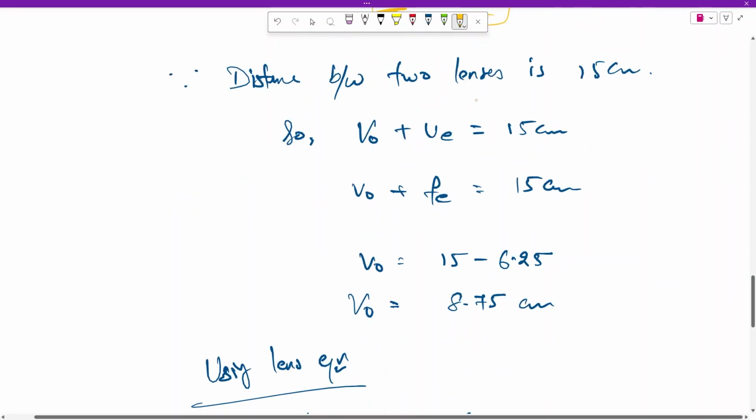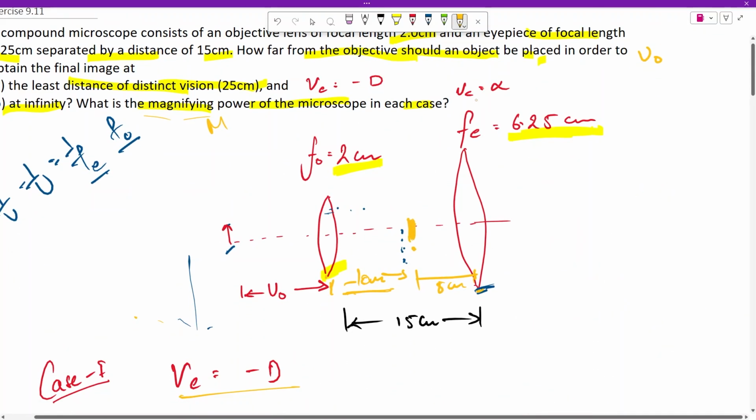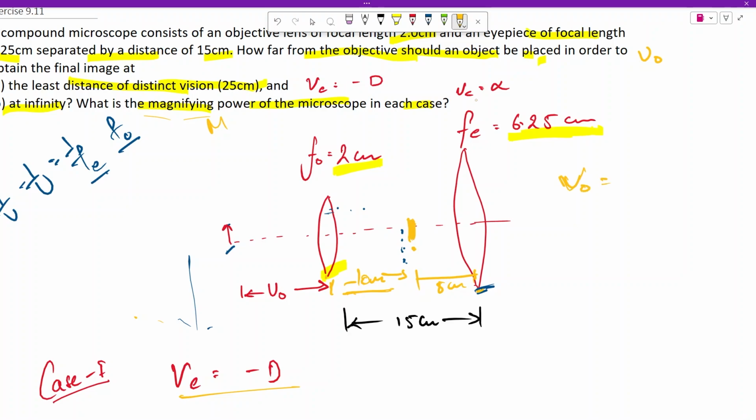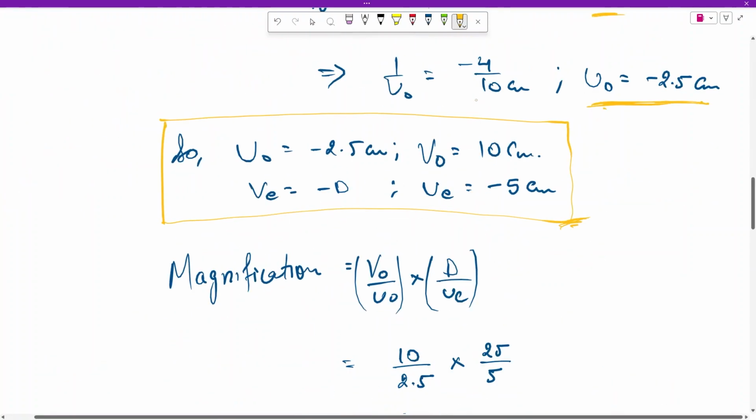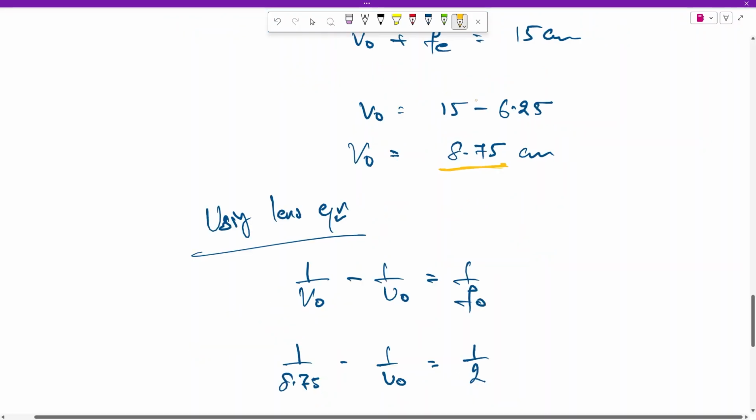So let us find out the distance of VO. Distance between the two lenses is 15 centimeter. So VO plus UE, let us understand with this diagram. VO is the image formed by the objective, plus UE, that is, that image is going to be the object for the eyepiece. This will always be equal to 15 centimeter because the distance between the lenses is fixed, 15 centimeter. So using this, we will find out the value of VO, that is the image distance from the objective, and this will give us a value of 15 minus 6.25, that is 8.75. Since this is from the right of the objective, this will be positive.